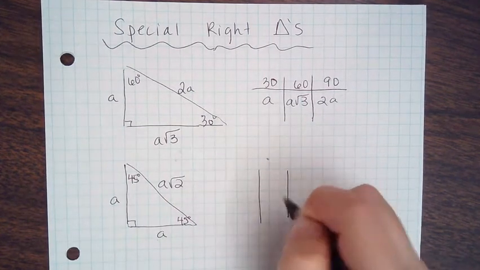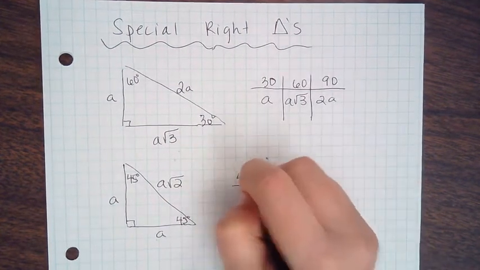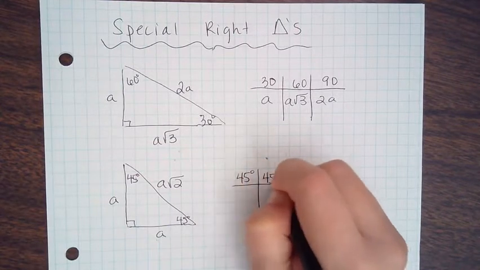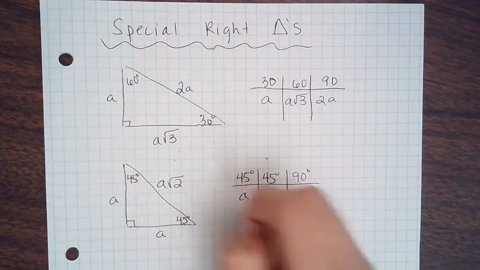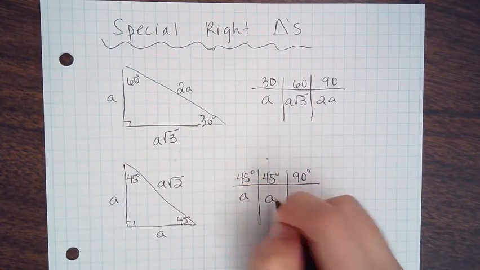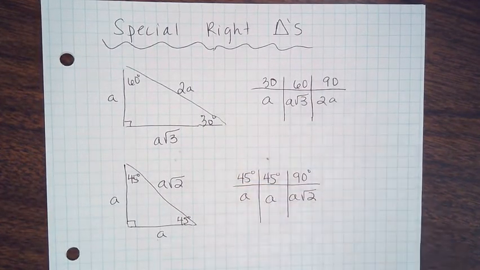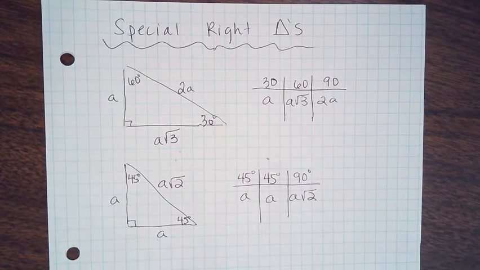The table that we look at for this one is 45, 45, 90. The side opposite 45 is A, and then A root 2. Okay, so those are things that we need to memorize. The whole point of using special right triangles is that they can be a shortcut, so memorizing this is pretty important.